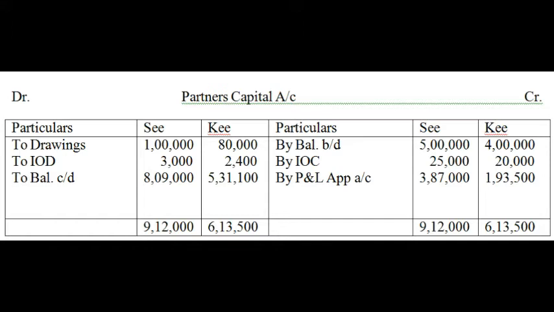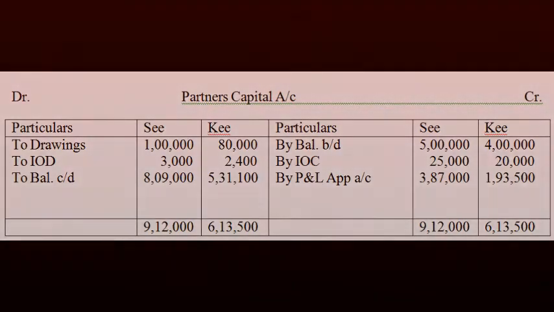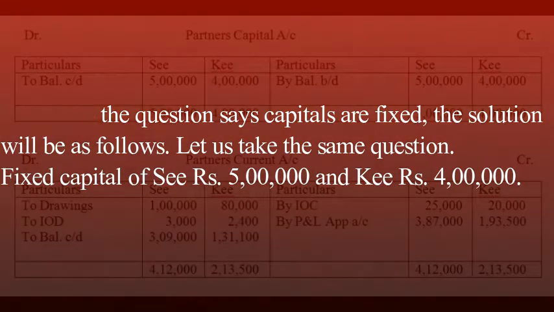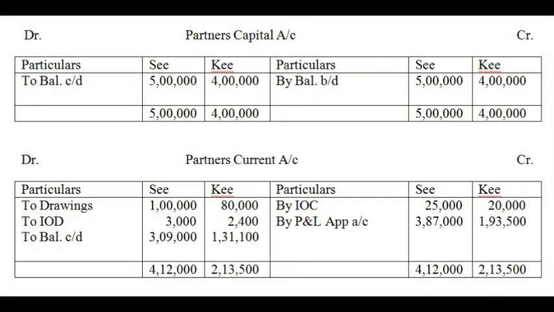So this capital is based on the fluctuating method. Here the capital has changed at the end of the year. In the beginning the capital is 5 lakh and 4 lakh, and at the end of the year the amount of capital has changed, because all adjustments are made to the capital account only when the capitals are fluctuating. Suppose the question says capitals are fixed. Let us see how the solution is done for the above question. When the capitals are fixed, it is necessary that two separate accounts be prepared for partners. One is the current account and the second one is the capital account.